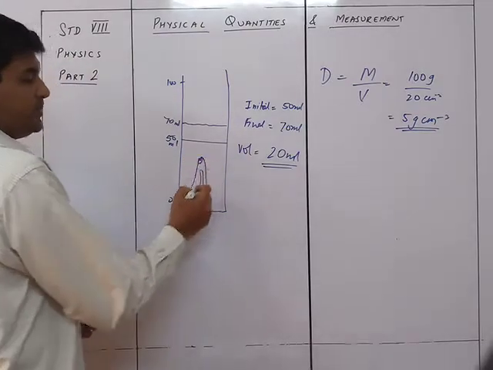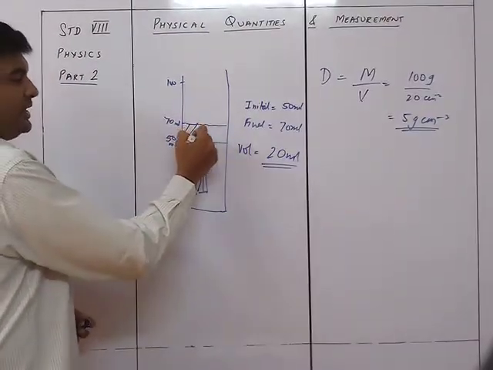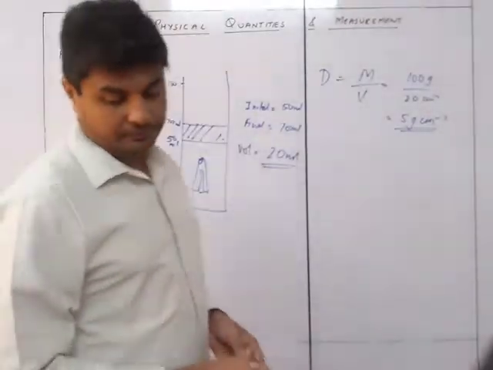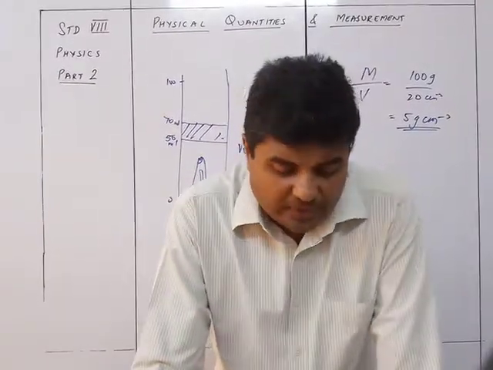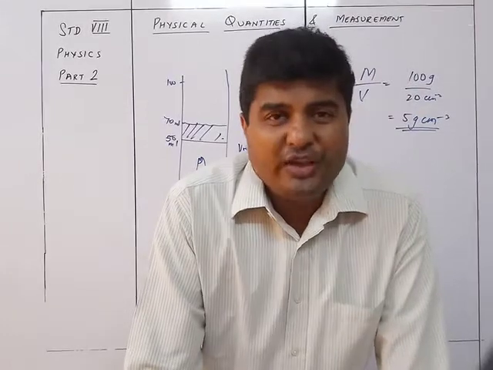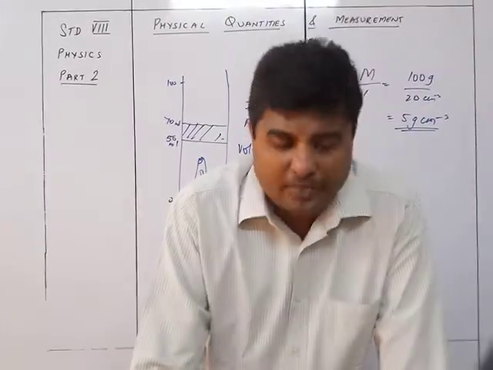So after the stapler went inside, what volume came? 70 came. So the difference V2 minus V1 gives the volume V of the solid. V is equal to V2 minus V1.